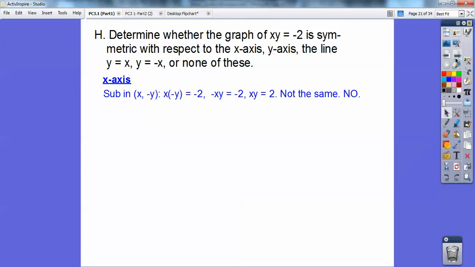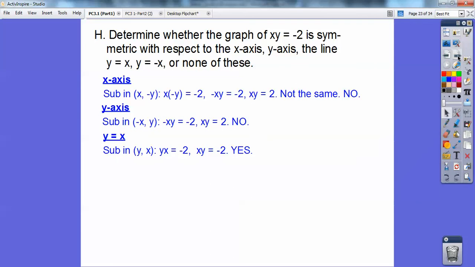All right, so the x-axis, we're going to substitute in x comma negative y, and when I plug x comma negative y in, then it becomes negative xy equals 2, or xy equals negative 2, and that's not the same equation as xy equals 2, so no. And same goes for y-axis symmetry when I substitute in negative x comma y. And then when I substitute in y comma x, I just reverse the ordered pair. Well, yx is the same as xy, so that's the same equation right there. So yes, it is symmetric with respect to the line y equals x. Substitute in negative y comma negative x, and it comes out to be xy equals 2 again. So yes, it is symmetric.